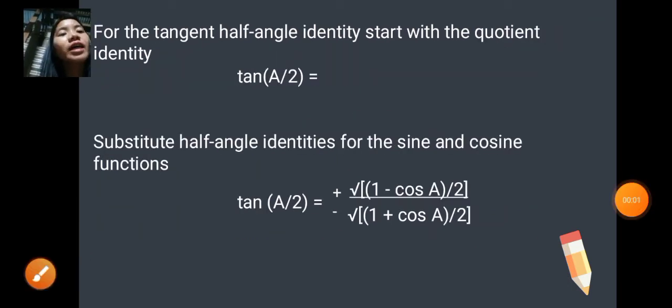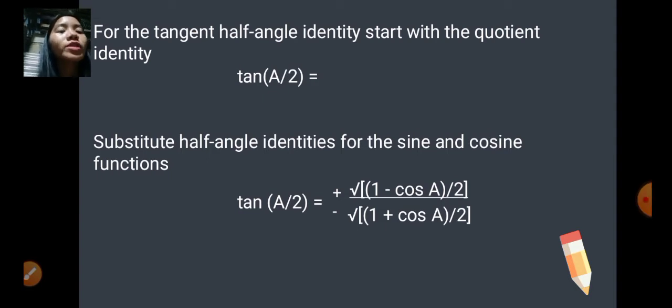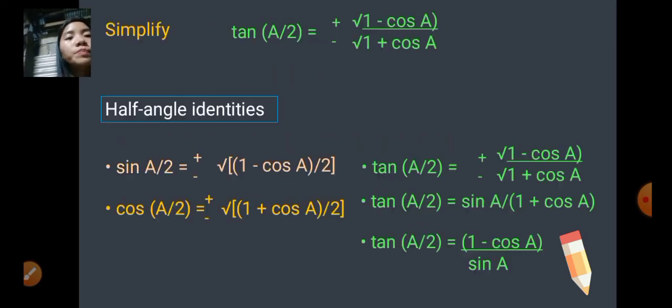The tangent half-angle identity starts with the quotient identity. Tan a over 2 is equal to sin a over 2 divided by cos a over 2. So substitute half-angle identities for the sine and cosine functions. So we have tan a over 2 is equal to positive and negative square root of (1 minus cos a) over 2 divided by (1 plus cos a) over 2. So simplify. So we have tan a over 2 is equal to positive and negative square root of (1 minus cos a) over (1 plus cos a).